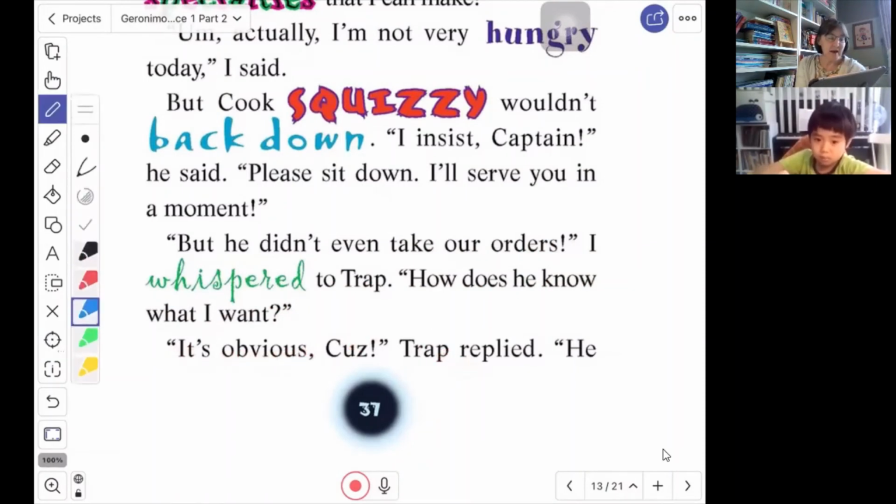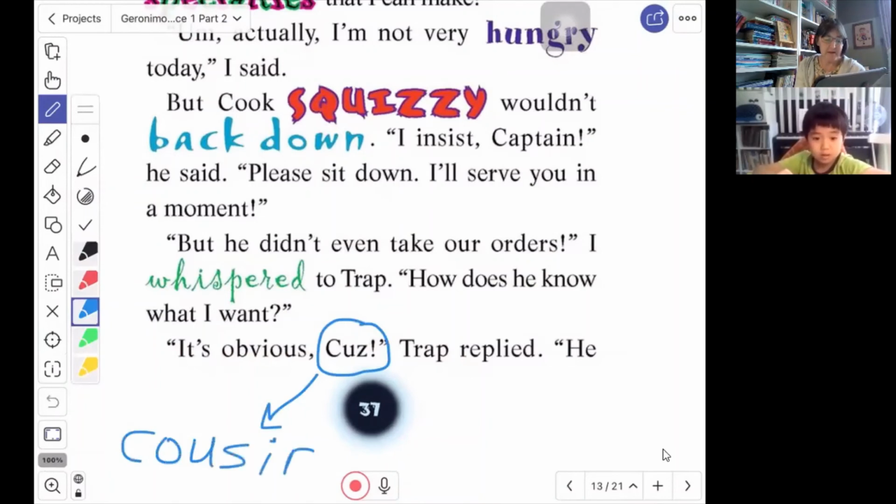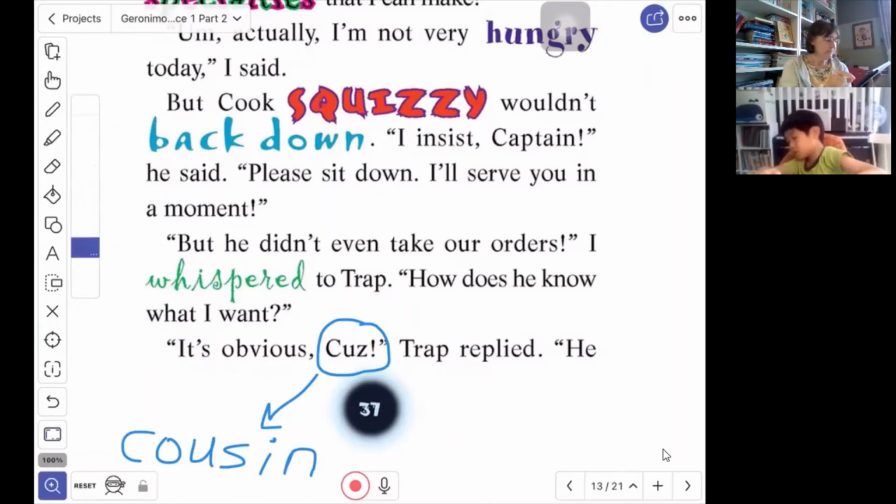Do you see how Trap here is saying cuz? Cousin. That's right. And it's not the right spelling, but the way we write cousin is like this, but we say it cuz. So he's kind of shortening it, like a nickname. He's saying cuz. It's obvious, cuz, Trap replied.